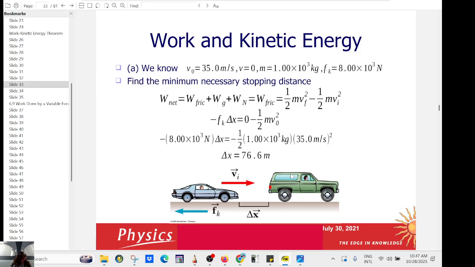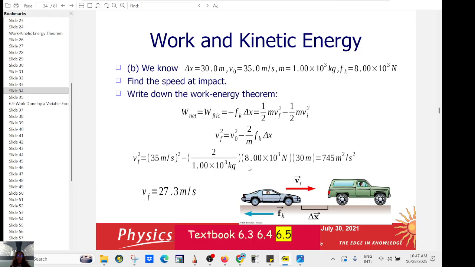Is that clear? Right, so this is the kinetic work principle or theorem. The work done by a force equals the change in kinetic energy. The net work equals the change in kinetic energy. All that kinetic energy is going to turn into heat. So I'm not going to do it because you can do it on your own. It's not that hard. Just plug in. Okay?